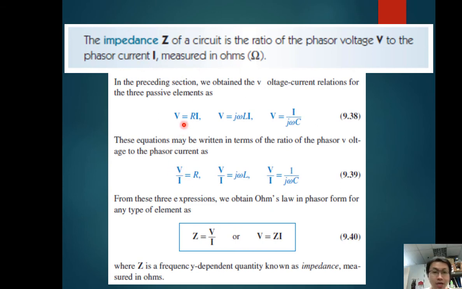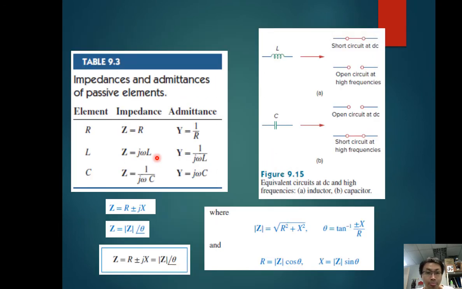For example, V equals Ri. So my R will be V over I. Then V equals j omega L i. So I can make it V over I become j omega L. V equals I over j omega C. I make it V over I become 1 over j omega C. So my Z is actually equal to V over I. Then V equals Iz. Okay, so this is all my impedance.